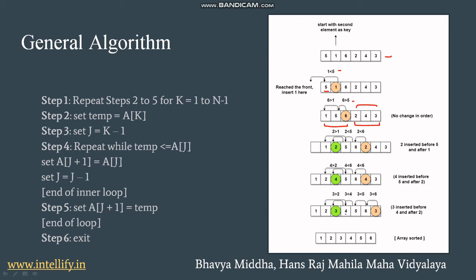4 is inserted before 5 and after 2. 3 is inserted before 4 and after 2. Thus, we have the sorted array. Now, I want you all to look at the pseudocode here.